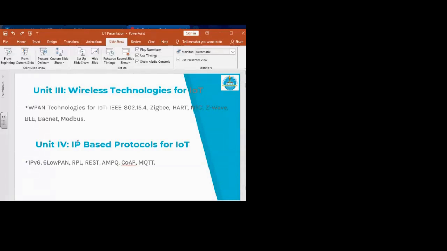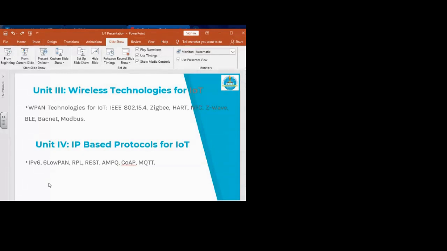After that, your fourth unit is based on IP-based protocols for IoT, isn't it? So we are focusing only on the protocols associated with IoT. IP version 6, currently we are using this in computer networks also, IP version 4 as well as IP version 6. But why have we moved from IP version 4 to IP version 6? Because IP version 4 has certain restrictions, and certain kinds of advanced security are provided in IP version 6. Not only that, but the address space provided by IP version 6 is also larger than IP version 4.